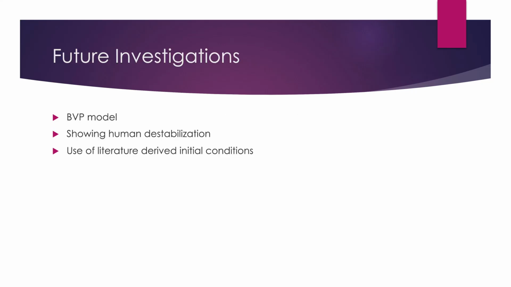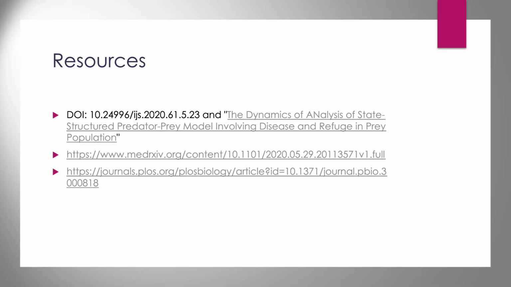Looking back within our model, we know that moving forward, we can use a BVP model within our MATLAB to help accentuate these rates further, creating more accurate and precise data. With that, we can also show the human destabilization that happens within the system. We also know that we can look further into the use of literature-derived initial conditions to help us see the destabilization as well as the stabilization in an ecosystem over time.